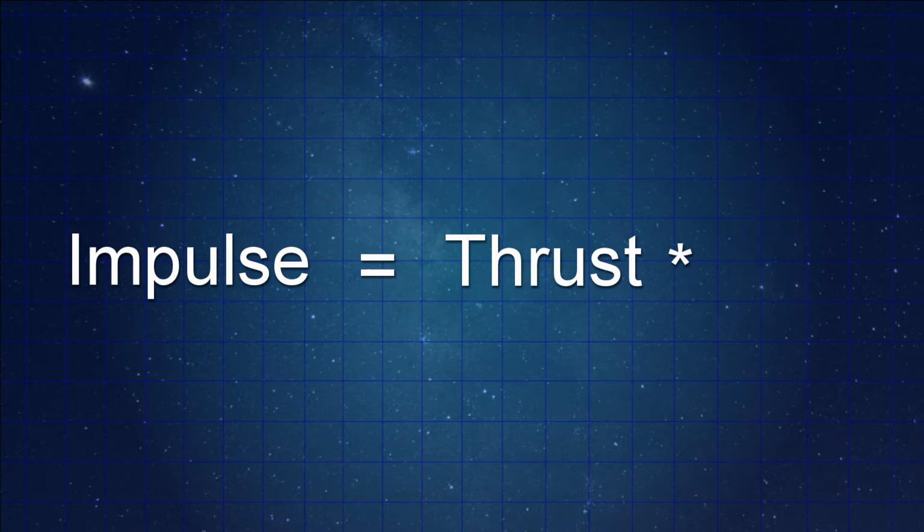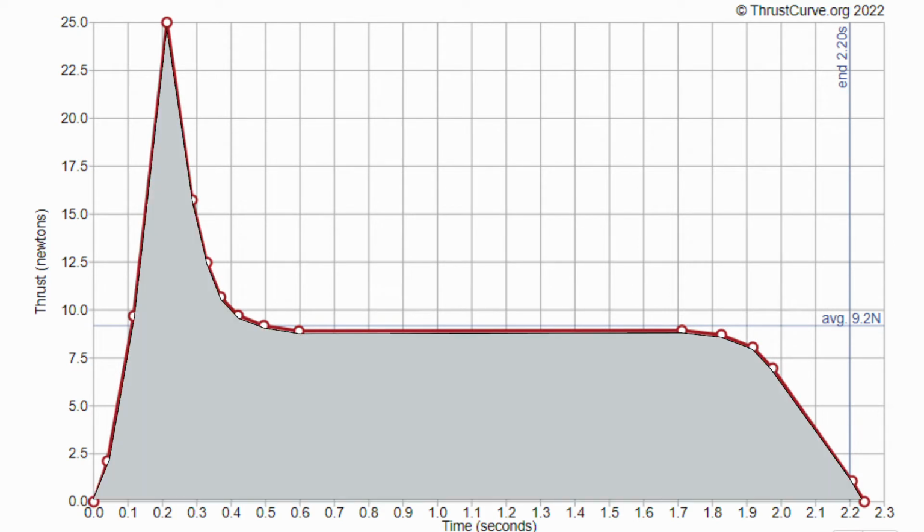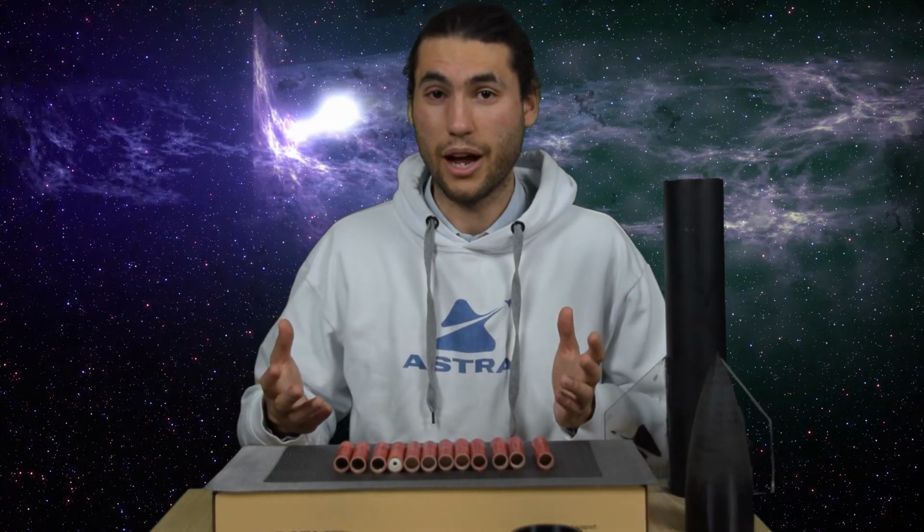In rocketry, we measure the energy that a motor has in terms of impulse. This is just a multiplication of the thrust that the rocket provides with the time that the motor is providing that thrust. A typical thrust profile for an amateur rocketry motor can be seen here. To find out the impulse of the motor, we just need to look at the area that's underneath this thrust profile. The more energy that the motor has, the higher it'll be able to push the rocket.